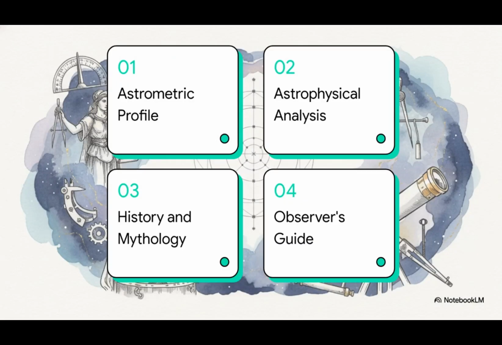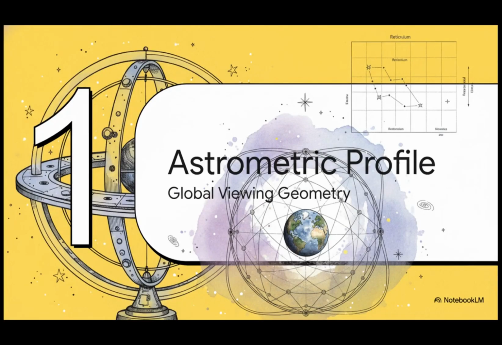We'll begin with its location and its vital statistics in the astrometric profile. Then, we'll dive into the specific stars and galaxies that make it famous in our astrophysical analysis. From there, we'll explore its strange cultural history, and finally, we'll conclude with a practical observer's guide. All right, let's commence with Section 1, the astrometric profile.